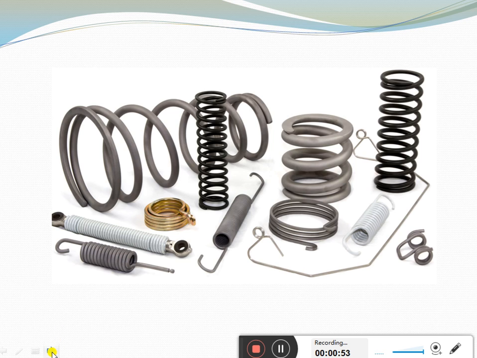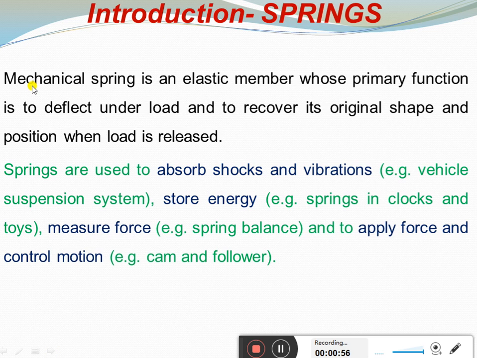So these are the different springs. The mechanical spring is an elastic member whose primary function is to deflect under load and to recover its original shape after removing the external load. So that is spring. Springs are used to absorb shocks and vibration, example, vehicle suspension system. Store energy, example, springs in clocks and toys. Measure force, example, spring balance. And to apply force and control motion, example, cam and follower. So these are the specific applications of this spring.